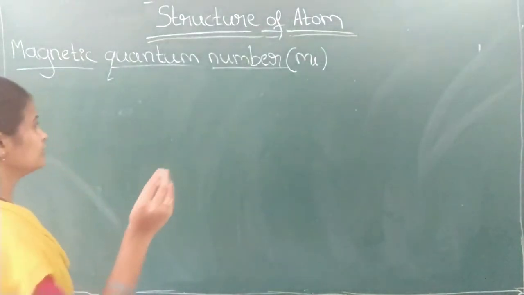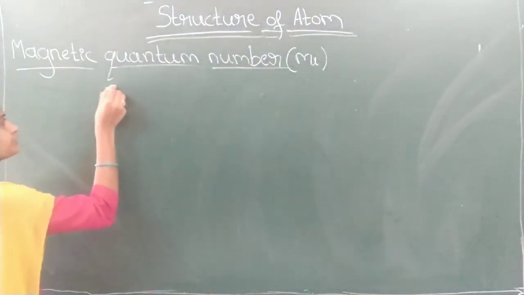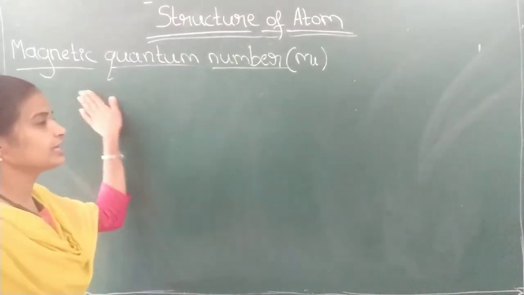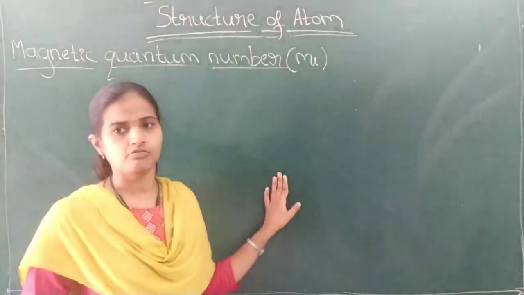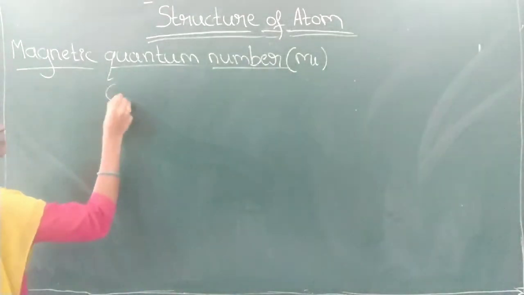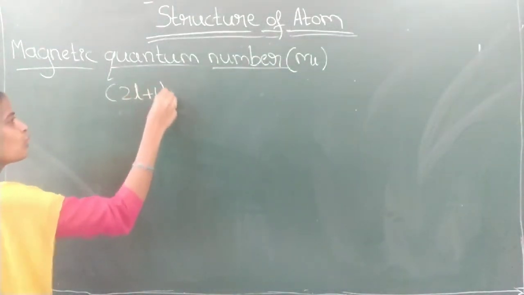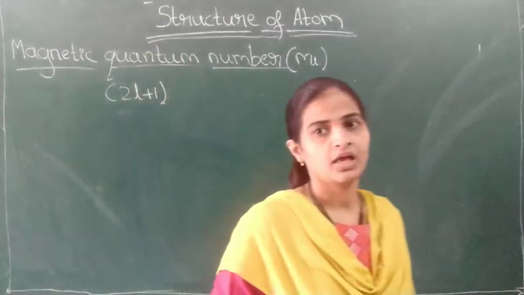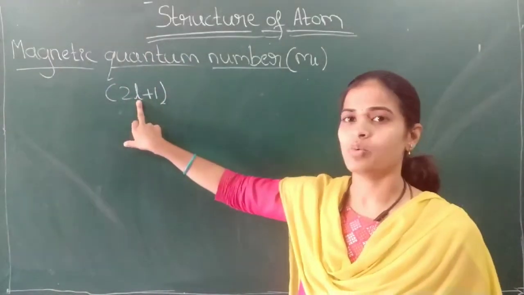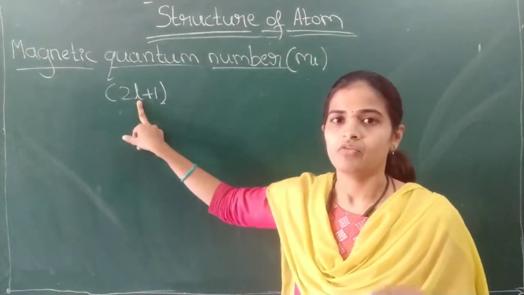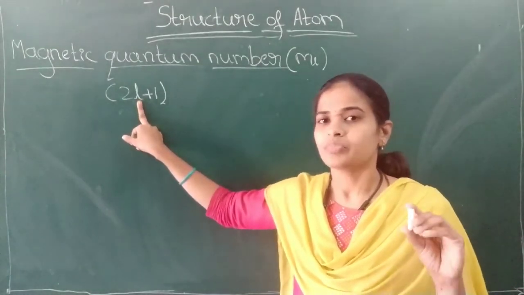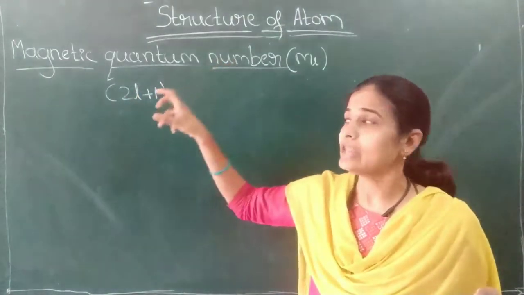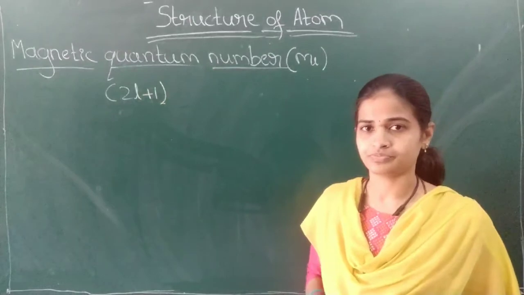Listen here students carefully. For a given value of L, there will be 2L plus 1 number of magnetic quantum numbers. When L value is given, what is L? Azimuthal quantum number. When L value is given, we can substitute that L value in this formula to get the values of magnetic quantum numbers.